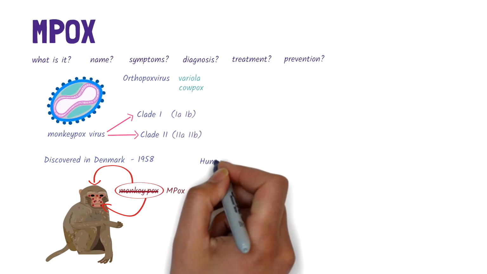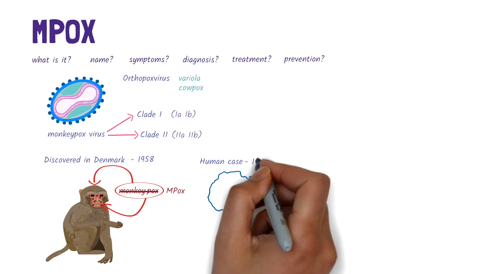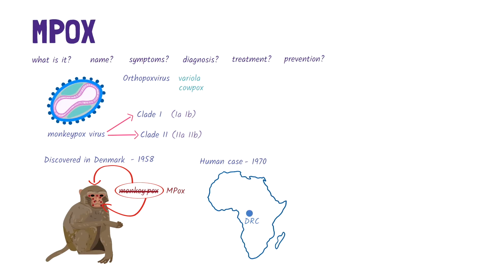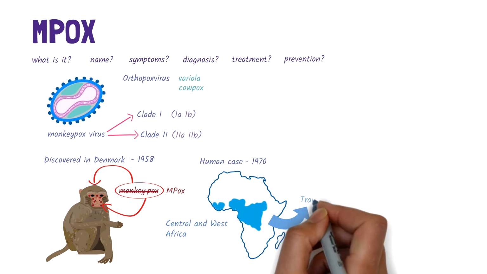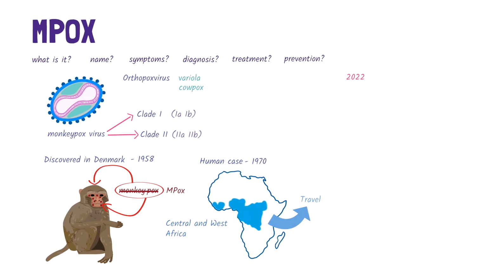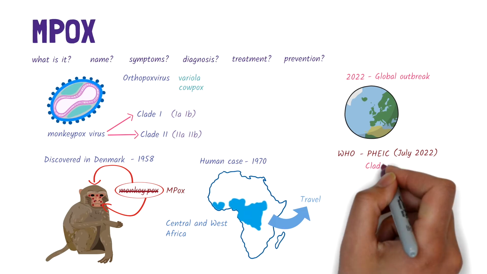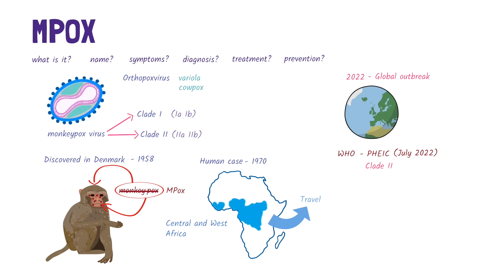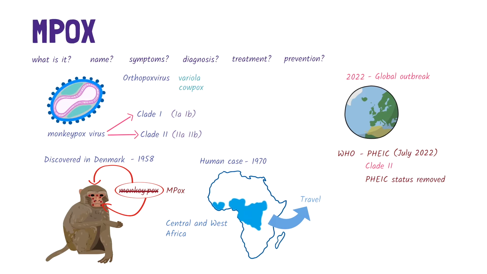The first human case was reported from the Democratic Republic of Congo in 1970. Since then, cases were reported from countries in Central and West Africa or associated with travel from those regions. But in 2022, there was a global outbreak of MPox, prompting the World Health Organization to declare a public health emergency of international concern in July 2022. This outbreak was mostly due to clade 2. Less than a year later, given the progress in controlling the outbreak, this status was removed in May 2023.